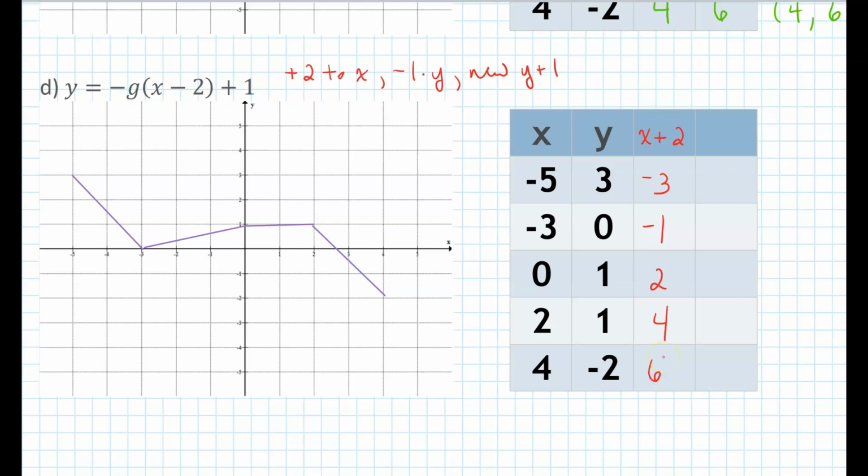Okay. Are we done with the x's? Yes, we're actually done with the x's. Okay, so the next piece we have to take care of is this -1 times y. All right, so that just means we're going to flip all the signs on all of our y values. So that becomes -3, stays 0, we get -1, -1, and now -2.